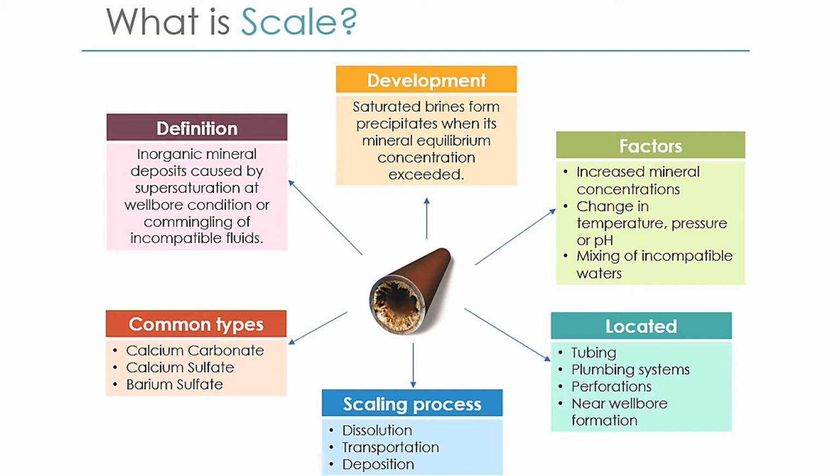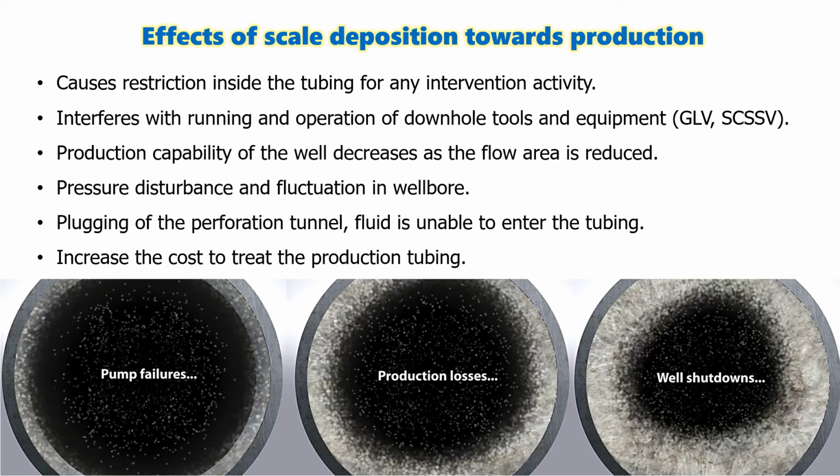Three processes will take place prior to scale build-up, which are the dissolution of water dissolving ions. Then it's transported along the way until the environment allows scale to build up. It starts to deposit. Calcium carbonate, calcium sulfate, and barium sulfate are the common types of inorganic scale. Scale can cause slight disturbance to production if it is treated at an early stage, but it also can cause well shutdown and stop the production ultimately.